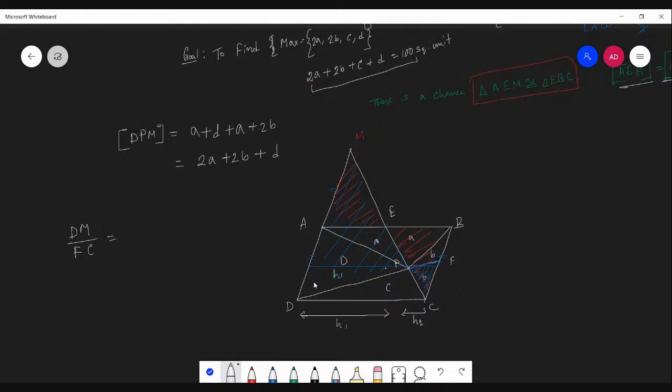You can realize that if you focus only on this portion and take this equality, it is actually the same as DC by PF, something like this. Well, now I am looking into the ratio of these two triangles.